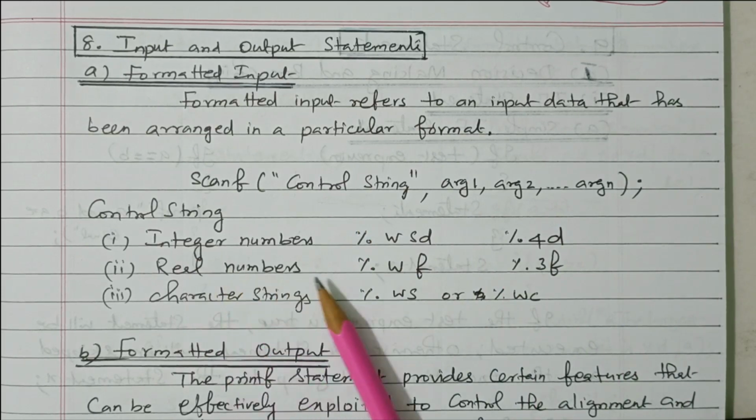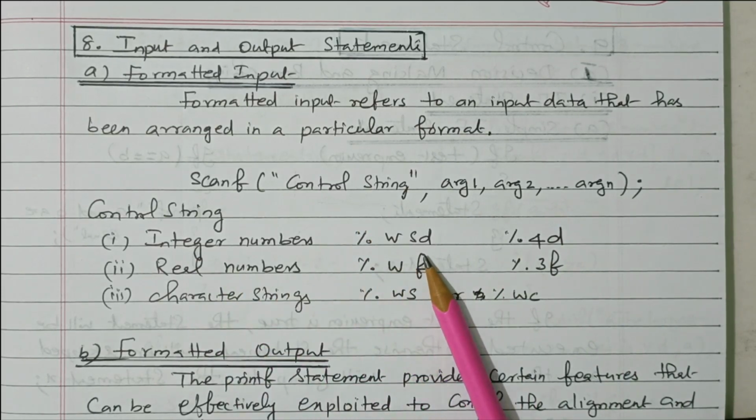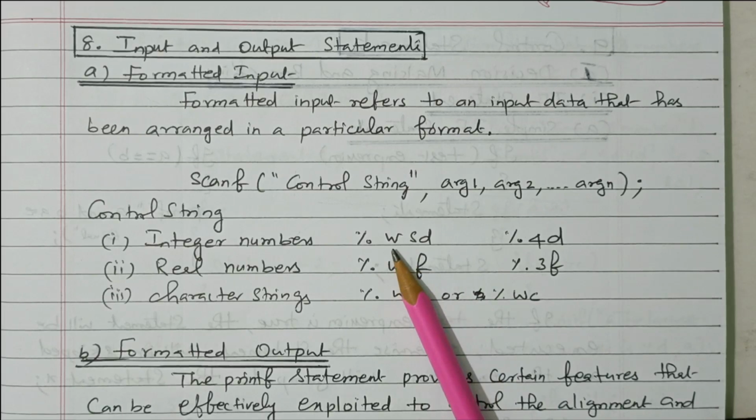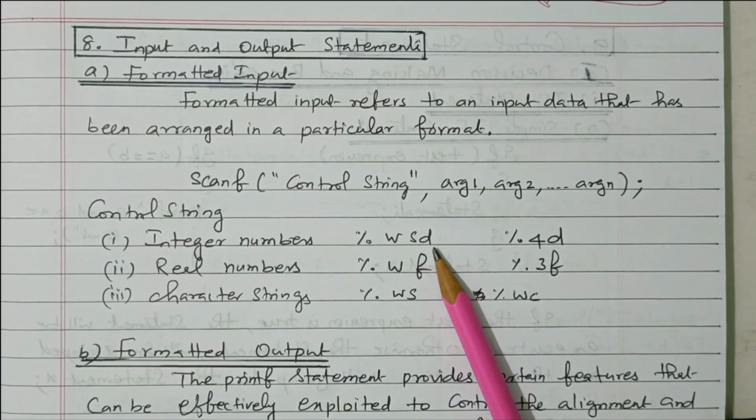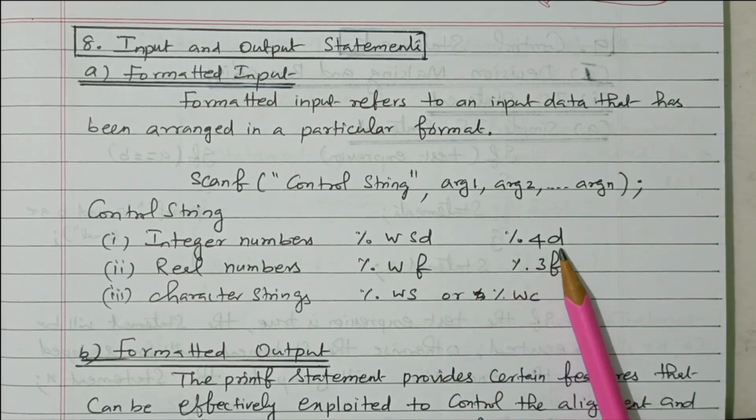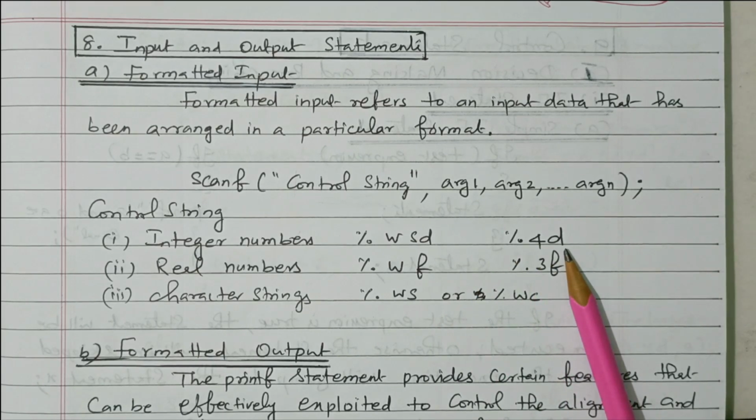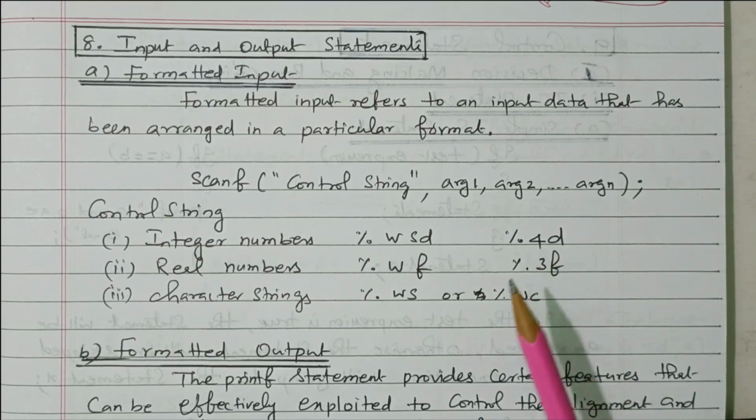For an integer number, percentage wd. This w means the width of the integer number. We can decide the width, how many digits, 3 digits or 4 digits. This d refers to the integer number. That is percentage 4d. That means we can enter 4-digit integer data. The d refers to the integer.